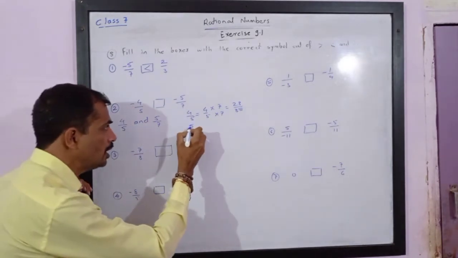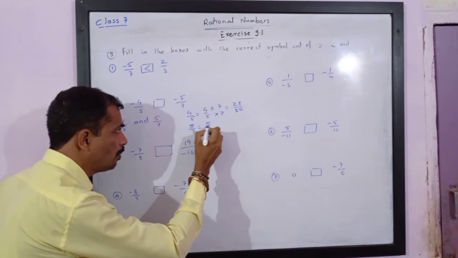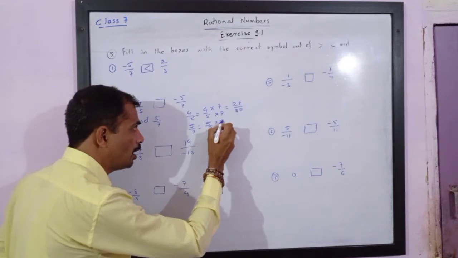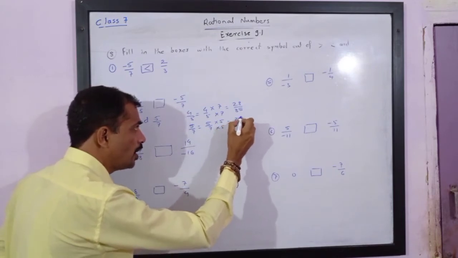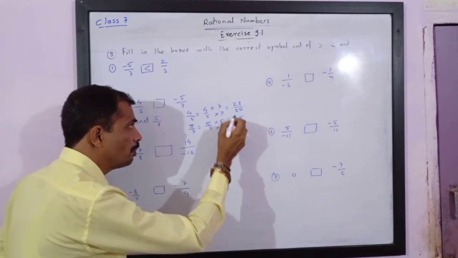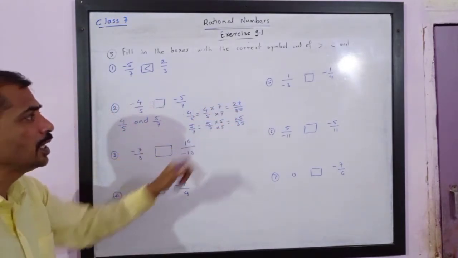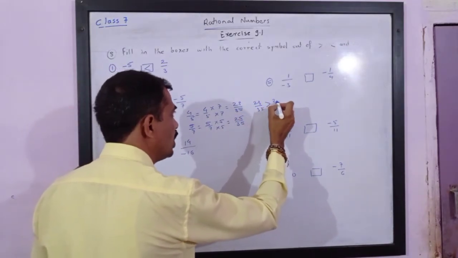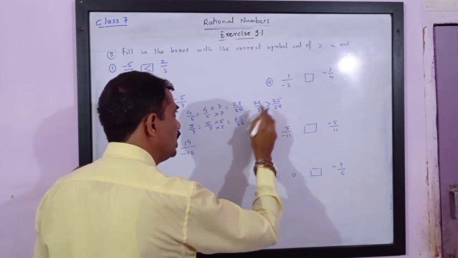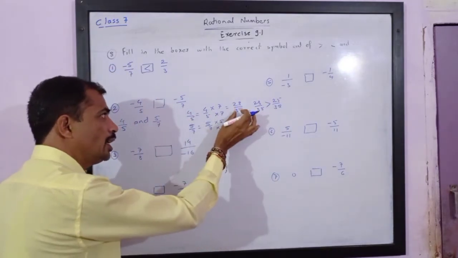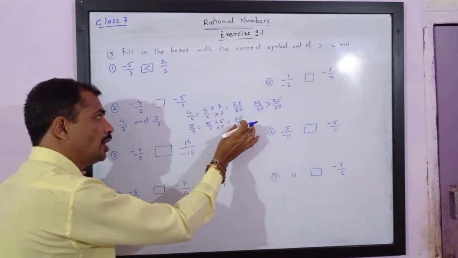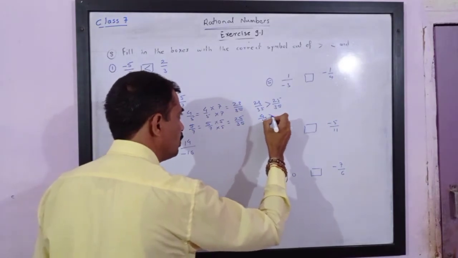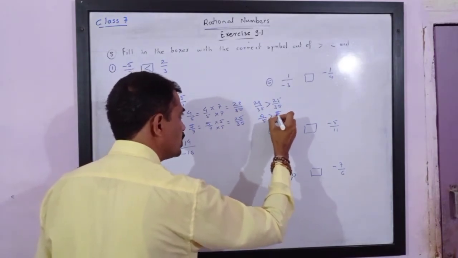Next, 5 upon 7 is equal to 5 upon 7 multiplied by the denominator of the other fraction, which is 5. So multiply by 5. We will get 5 5s are 25 upon 35. Please note, 28 upon 35 is bigger than 25 upon 35. It does mean that 4 upon 5, because 28 upon 35 is equal to 4 upon 5 and 25 upon 35 is equal to 5 upon 7, it means 4 upon 5 is bigger than or greater than 5 upon 7.